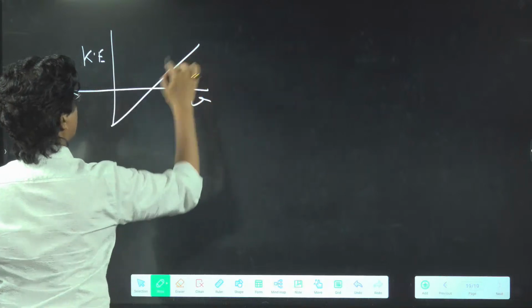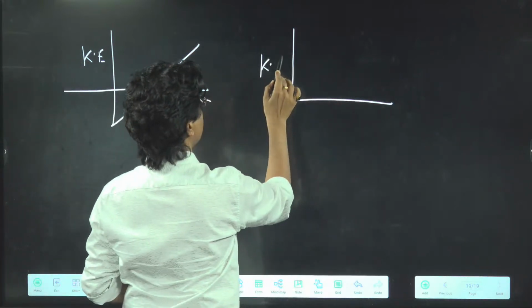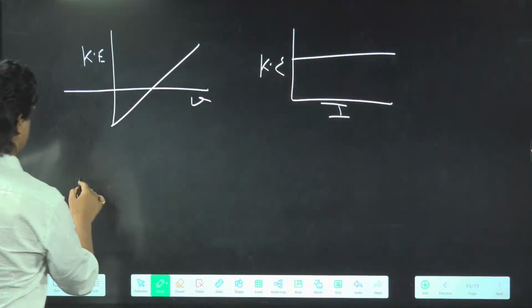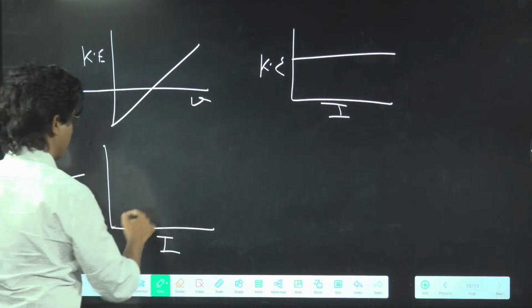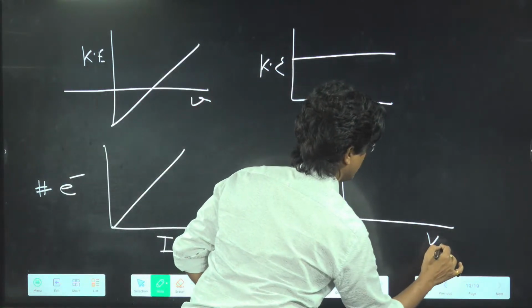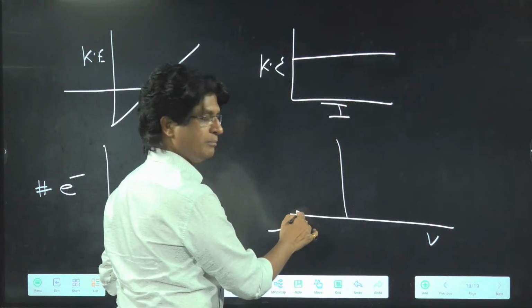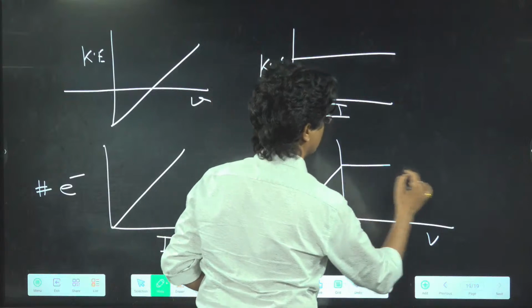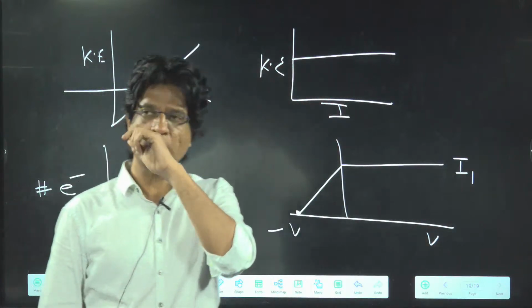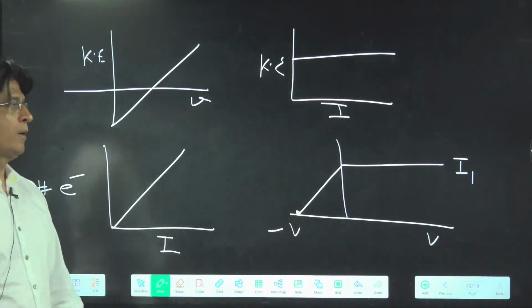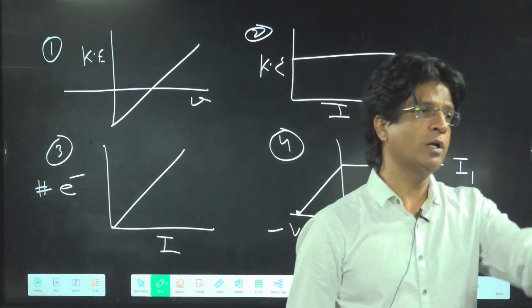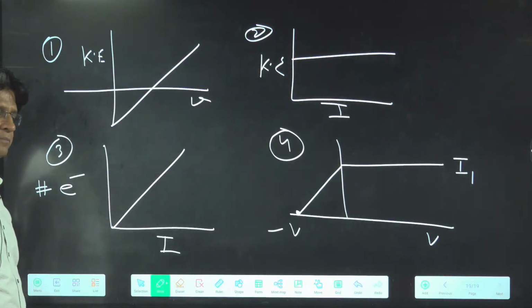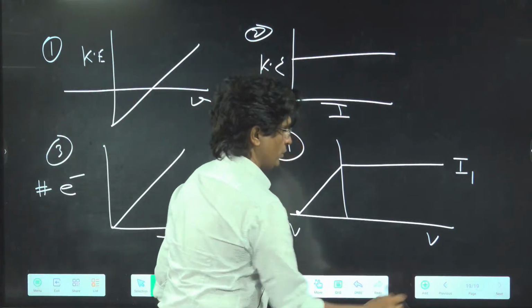For example, they can give you this graph, kinetic energy versus frequency. The second graph is kinetic energy versus intensity. The third graph is intensity versus number of photoelectrons ejected. And also they have given a graph of voltage, say for some minus 5 electron volt, for I1 kind of thing. Which of the following graphs is correct for the photoelectric effect? Come on, 1, 2, 3, or 4. All of them are correct. Okay, so be careful with that stuff.